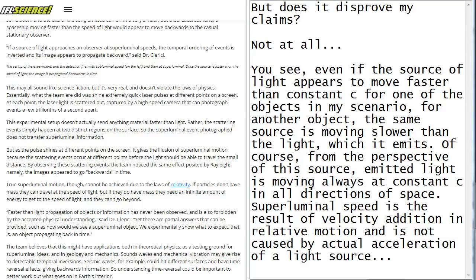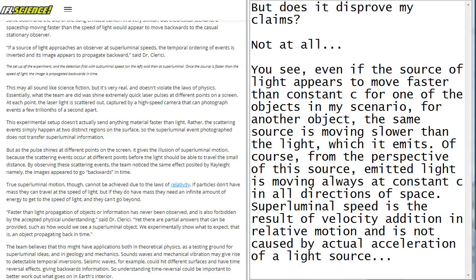Not at all. You see, even if the source of light appears to move faster than constant c for one of the objects in my scenario, for another object the same source is moving slower than the light which it emits. Of course, from the perspective of this source, emitted light is moving always at constant c in all directions of space. Superluminal speed is the result of velocity addition in relative motion, and is not caused by actual acceleration of a light source.